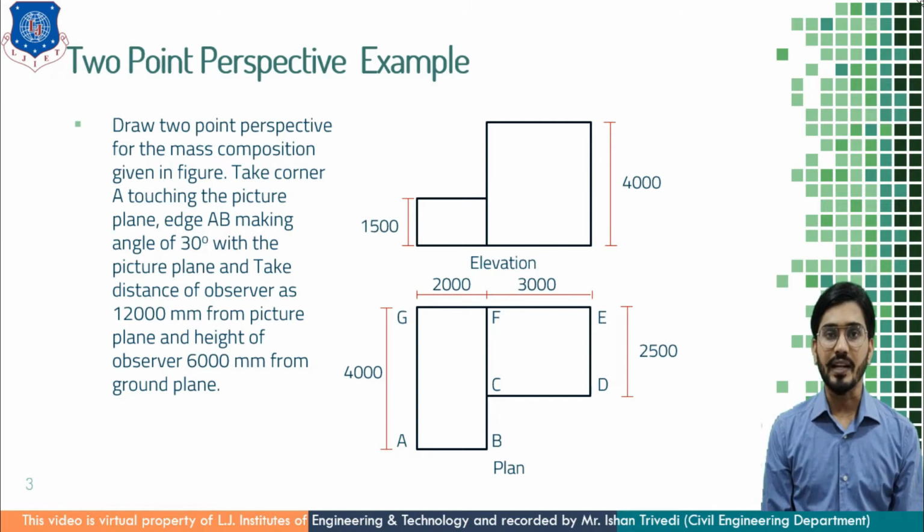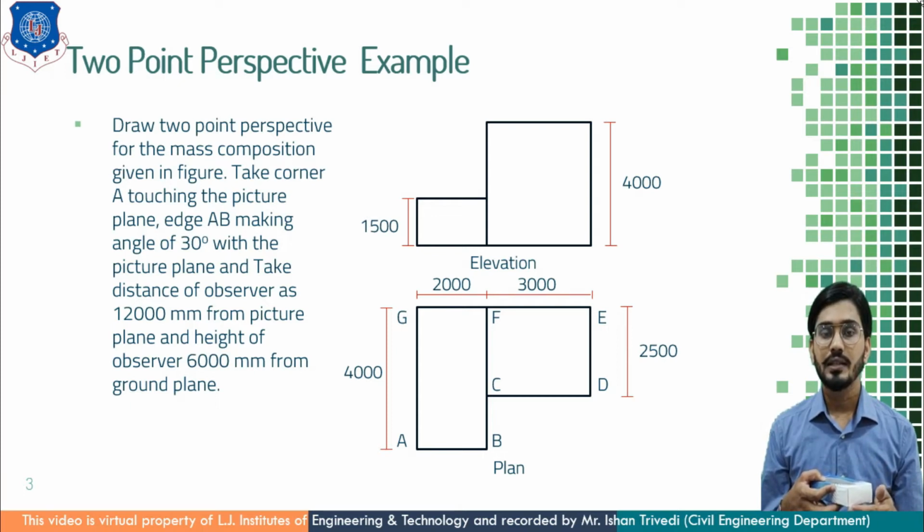In one point perspective, the entire AB line was resting on the picture plane, so the entire AB was of true size, that is 1.5 meters. But here only point A is resting on the picture plane, so the height of 1.5 will be taken at point A only. For point B I have to take the reference line from point A.